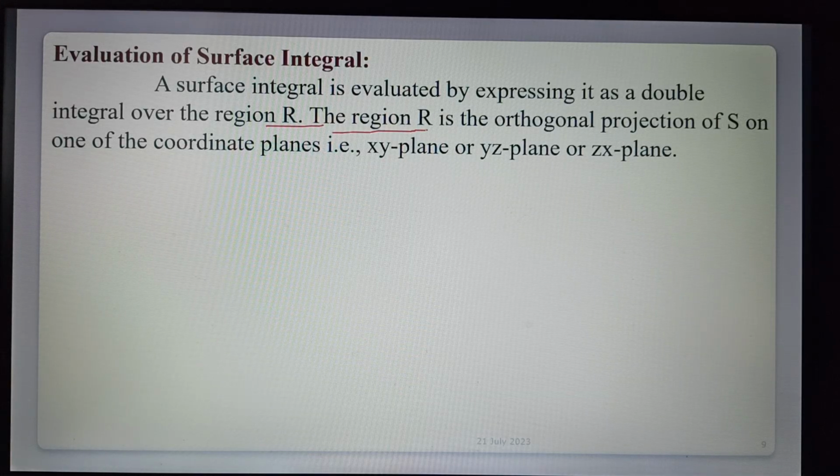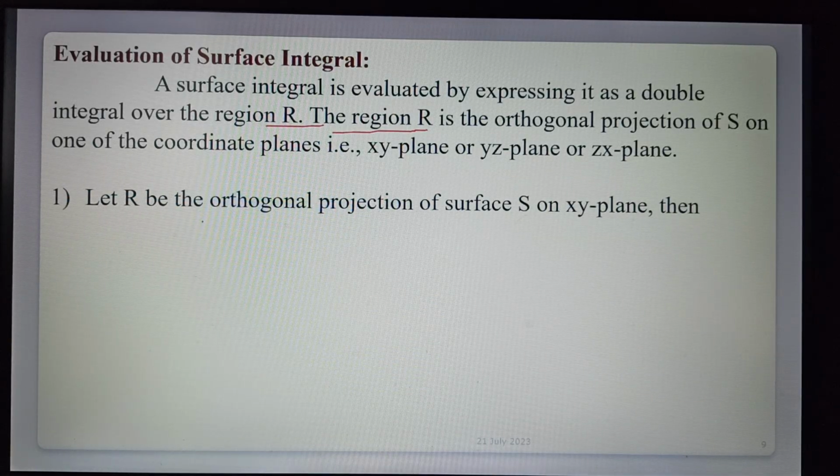We assume the orthogonal projection of the given surface on one of the planes, xy, yz or zx, depending on the given surface. If the surface is directly in the plane, we directly find the surface integral using the double integral. If the surface is not in the plane, for example a surface given in terms of the x-axis, y-axis and z-axis, then we have to find the projection of the given surface and convert it to the region, that is, a double integration. So how do we find the double integration? Using these formulas.